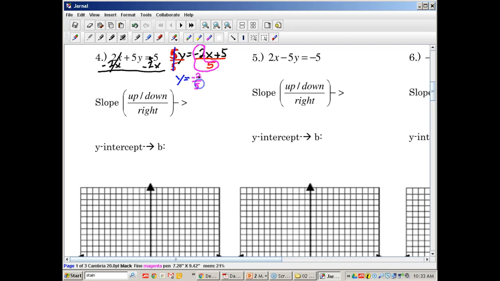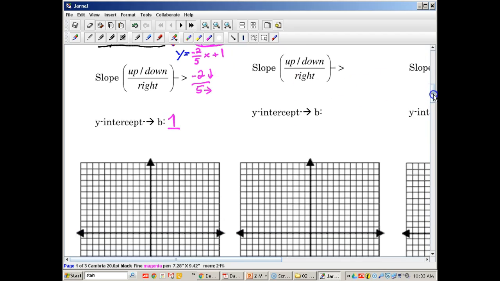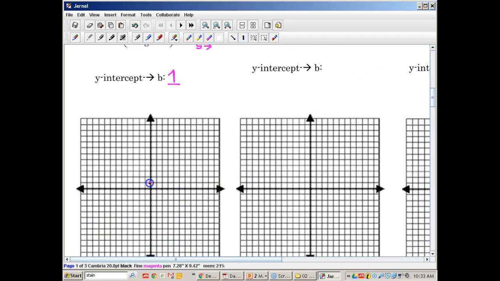Now if that was like 4 over 6, you could reduce it to 2/3. So reduce it when possible. And 5 divided by 5, okay, don't forget the x, and then plus 1. So we have a starting point of positive 1. We're going to start at 1, and then we're going to go down 2, right 5. Starting at 1, down 2, right 5. Do that a couple times.